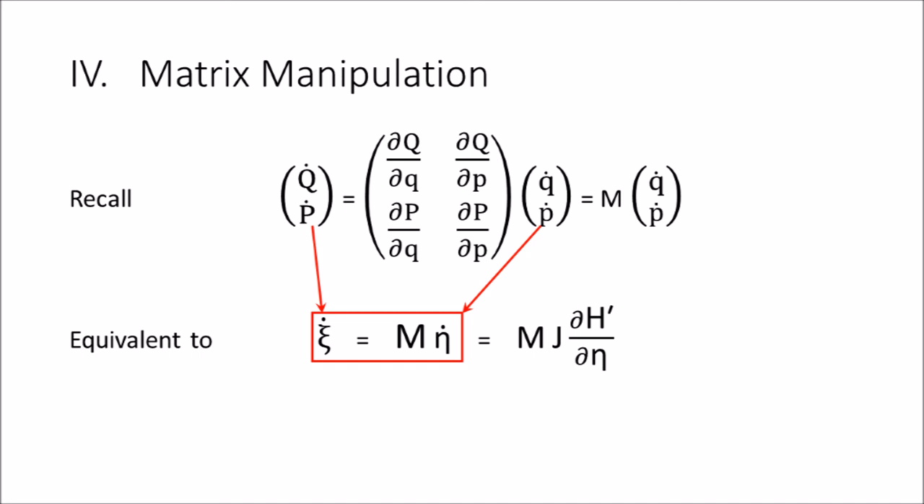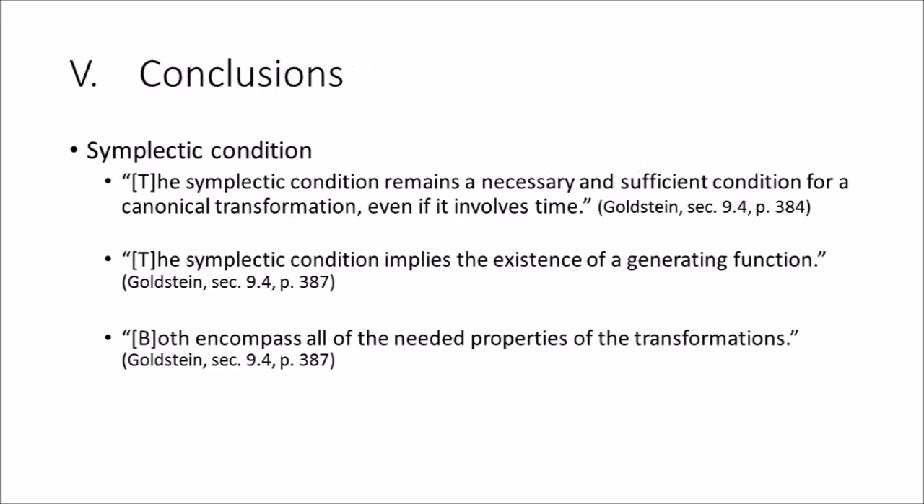So there's a connection here. It looks weird, what are you doing? You're just throwing stuff around and it doesn't make a lot of sense, but built into this is the Poisson bracket. Okay, conclusions. Goldstein says that the symplectic condition is necessary and sufficient for canonical transformation, even if it involves time. The whole thing with time is that it's more complicated math, and you do these infinitesimal canonical transformations that look like you're cheating at math, but it's supposed to work, yada, yada, yada.